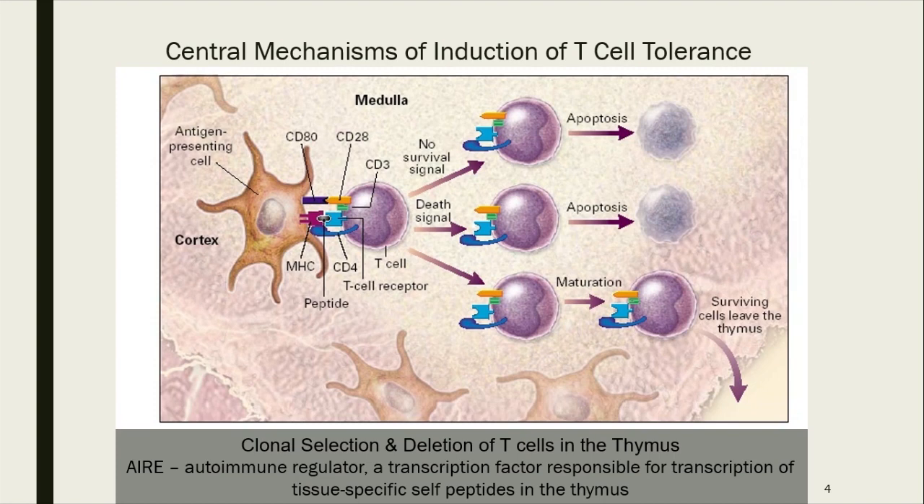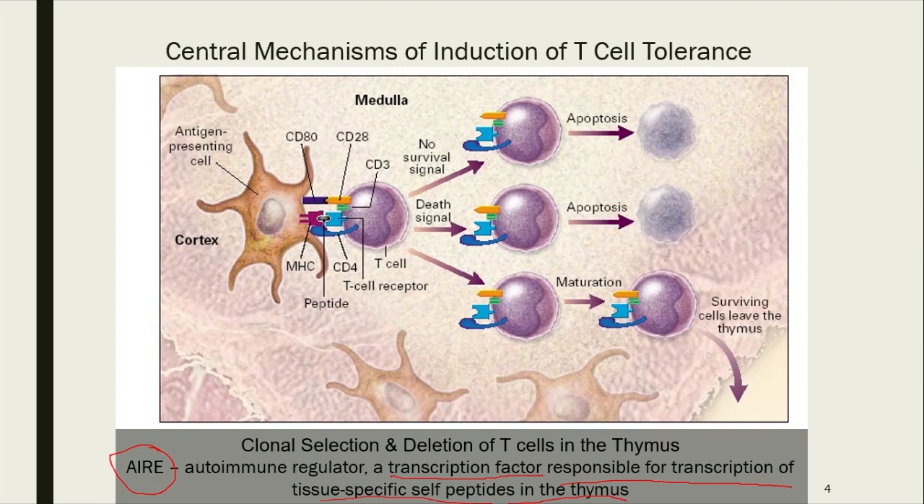Right, so here there's a term that I want to introduce to you, which is this AIRE, I circled it, which stands for autoimmune regulator, which is a transcription factor responsible for transcription of tissue-specific self-peptides in the thymus, and then presenting from the antigen-presenting cells. Now, you're going to present on the MHC complex or proteins, right?